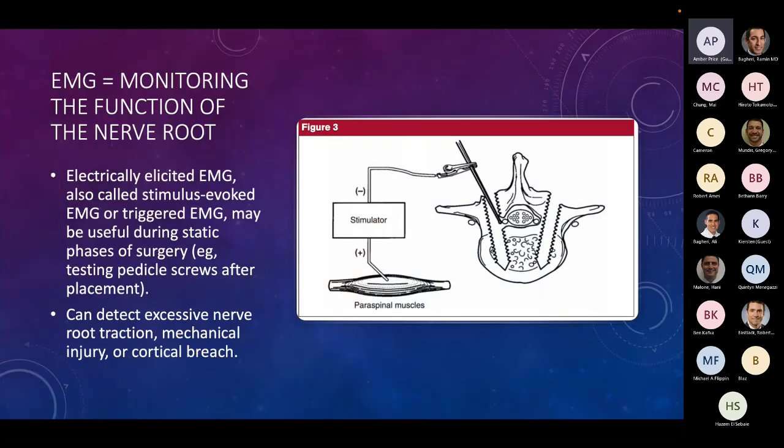Triggered EMGs, so this is monitoring of the function of the nerve root, also known as stimulus-evoked EMG, but basically used as an agent during static phases of surgery. So we commonly use it during the testing of the pedicle screws, and it is typically used to try to detect mechanical injury or cortical breaches.